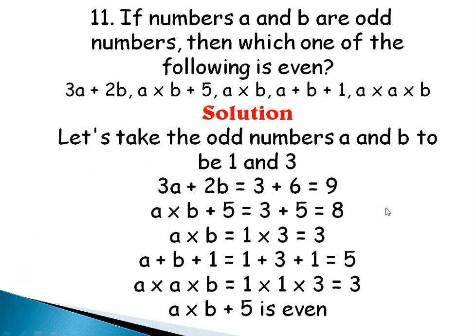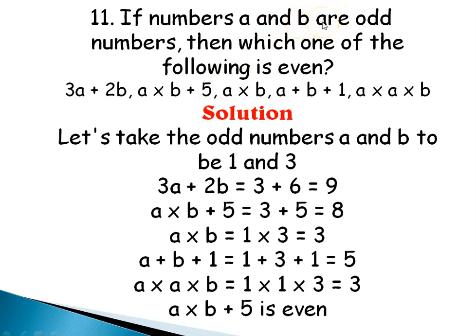Okay, question 11. If numbers A and B are odd numbers, you still know what odd numbers are, isn't it? Okay, then which of the following is even? So if A and B are odd numbers, which of the following? You have some numbers here, you have to determine which of them would be even if A and B are odd numbers.